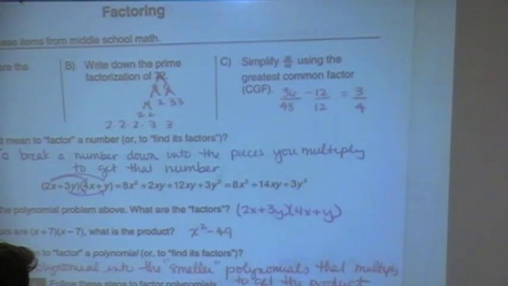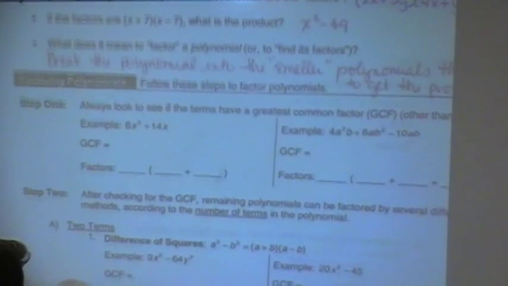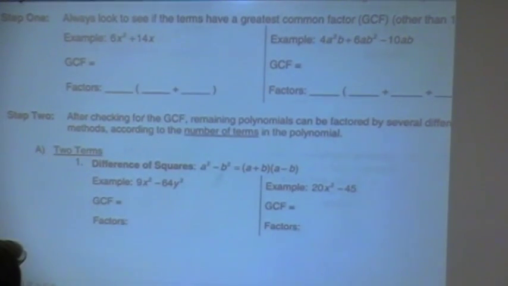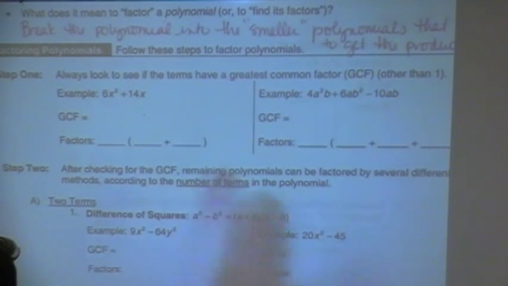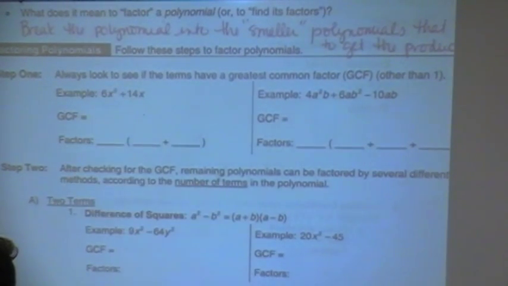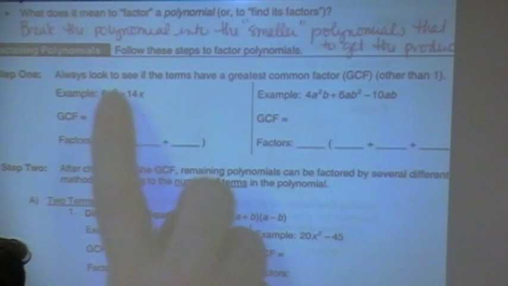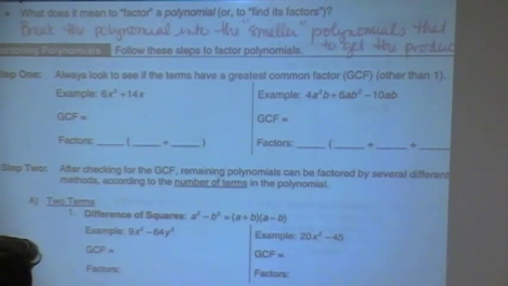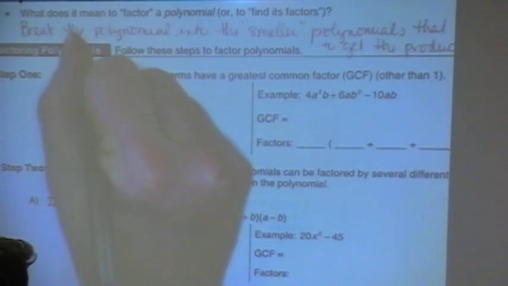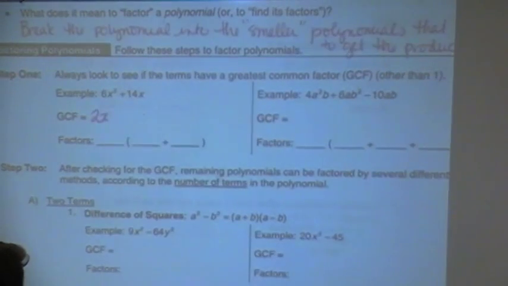It doesn't change because this is algebra. The only difference now is there are letters, but that's okay. We can handle letters. So I look at this one, and I ask myself, 6x squared and 14x, what could possibly go into both of those terms? Not just 2, 2x. Because they both have an x on them also, right? Okay, so that is the GCF.